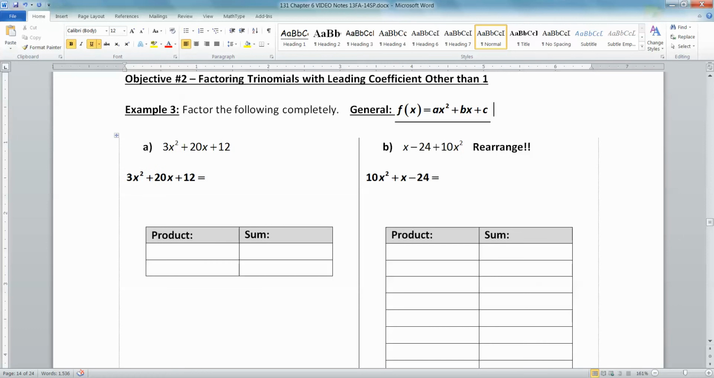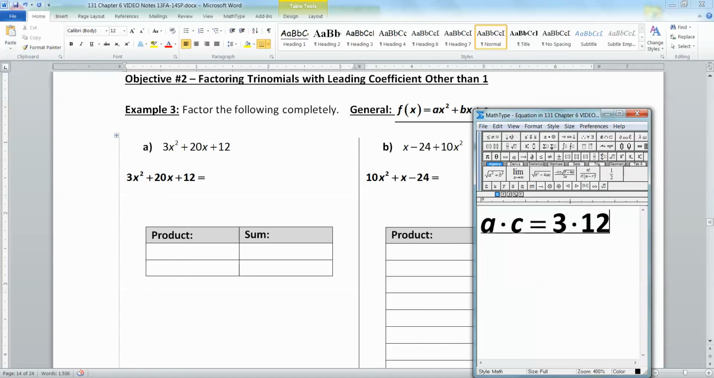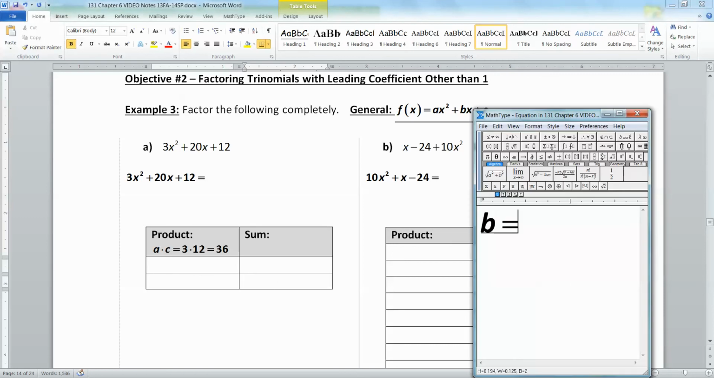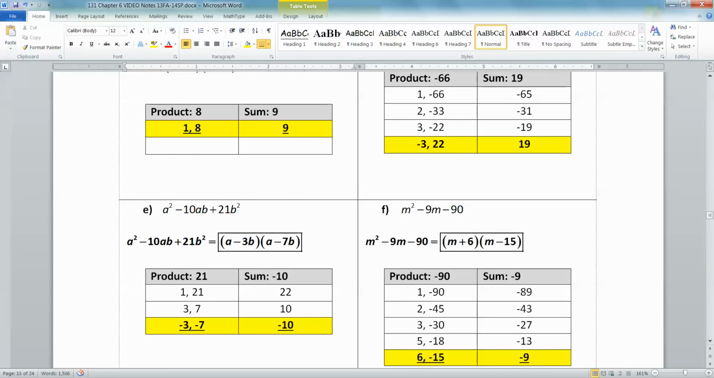Okay. Now, if that's the case, what I'm going to do for my product is I need a times c, which in this case is 3 times 12, which is 36. Okay, so I need a number that multiplies to 36, but it's going to add to b, and b is 20, just like before. So the summing part isn't any different. So up here, we had to add up to that middle term. That middle term was -9, no troubles. But here, 1 times 90 is 90, where 1 times -90 is negative 90.